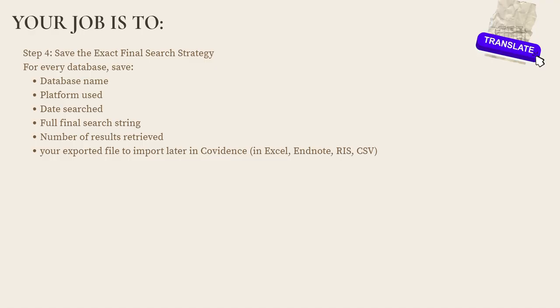And one quick note that I want to make here is that Covidence only accepts certain formatting. So once you get to that stage, which I'm going to show you in a bit, when it asks you to export the papers that you found, you should always save them in Excel or EndNote, RIS, or CSV. Okay.